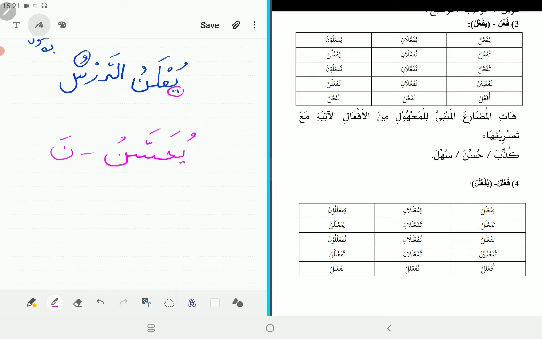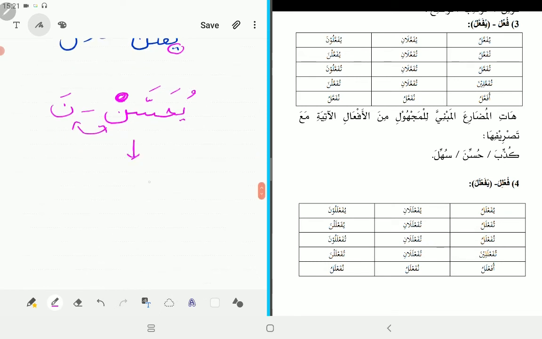The effect of Nun Niswa to this verb will be that it makes this become sakin. So then we're going to merge these two noons. Once we merge them, it's pronounced يحسن. جميل. Continue from there. حسن تحسن نعم تحسن تحسنان تحسنون تحسنين تحسنان تحسن أحسن نحسن.